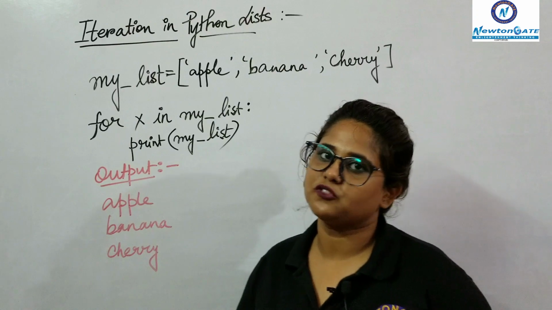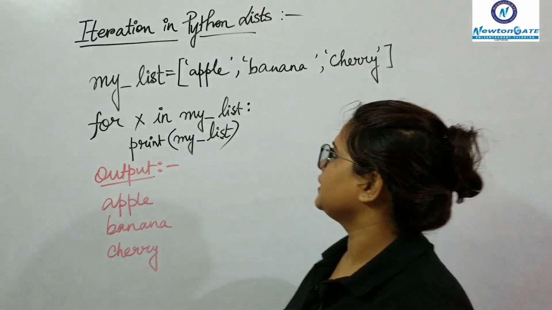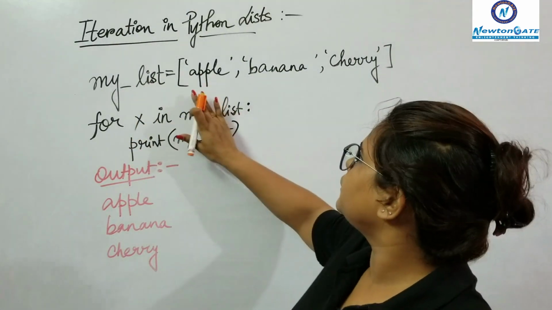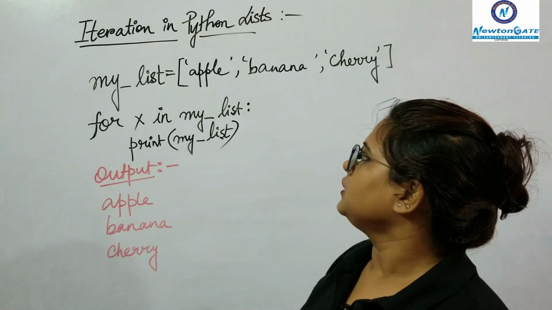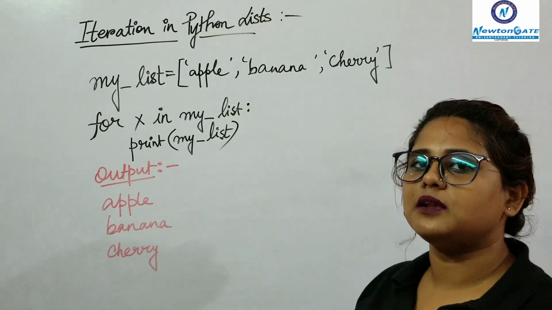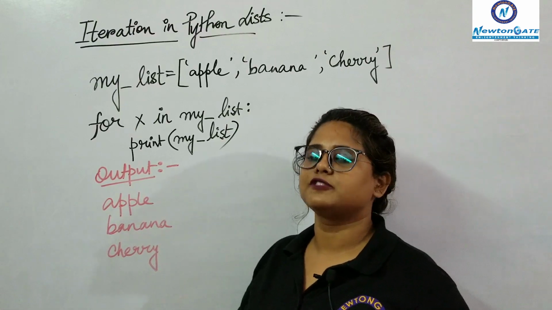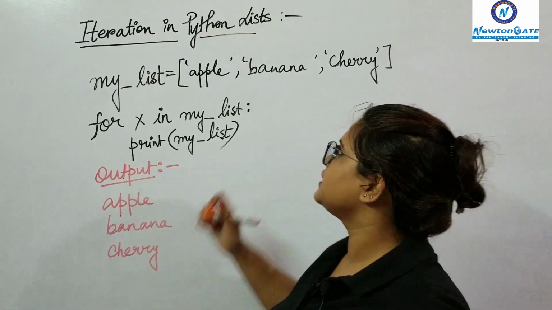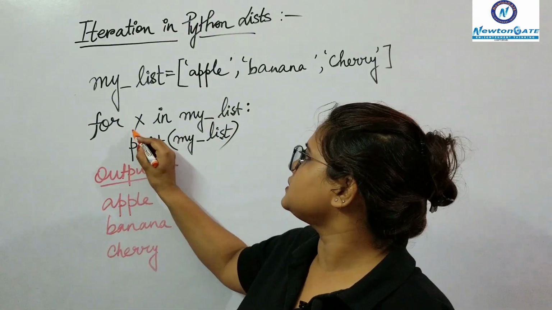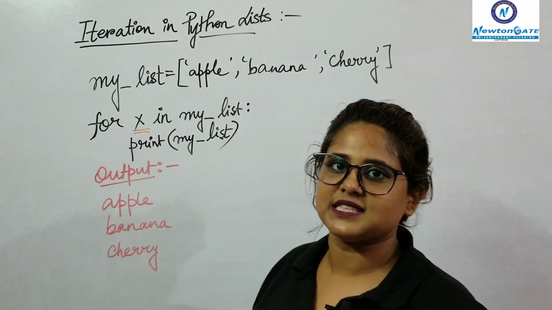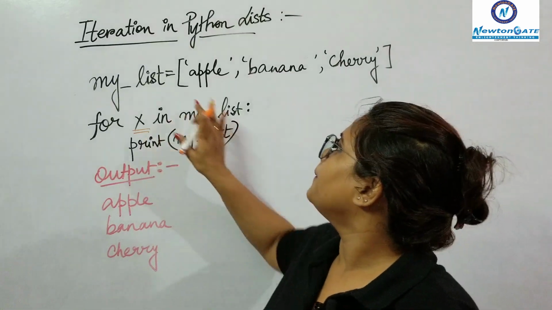Now we will begin the topic iteration in Python list. That means looping through Python list. So here, this is my list. My list equal to apple, banana and cherry. These three elements are there. So now if I want to print all the elements in my list, one after the other in a loop, because there are three elements, we can always run a loop here. So this is my looping element, the X iterative element in my list.